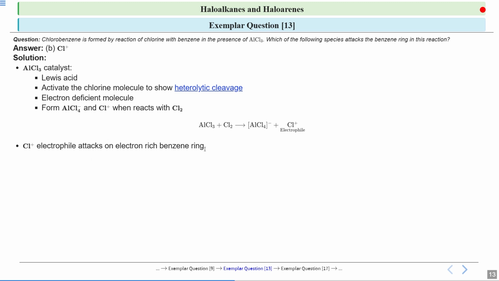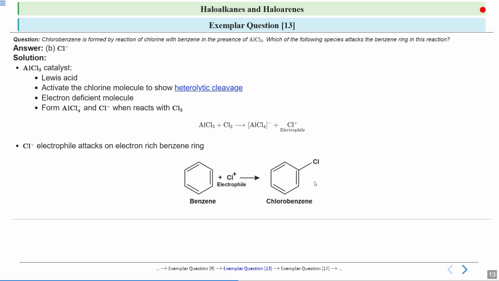Cl plus will attack on the electron-rich benzene ring to give us chlorobenzene as the major product. So after the formation of the electrophile by the reaction of the chlorine molecule with the catalyst AlCl3, you will get the electrophile Cl positive. Now the Cl positive will attack on this electron-rich benzene ring, because AlCl3 is a Lewis acid, an electron deficient molecule, and it will produce the electrophile. The electrophile attacks the electron-rich benzene ring and gives us the major product as chlorobenzene. Okay, so which species is attacking on the benzene ring? Our electrophile Cl positive. Hence our correct answer is option B.